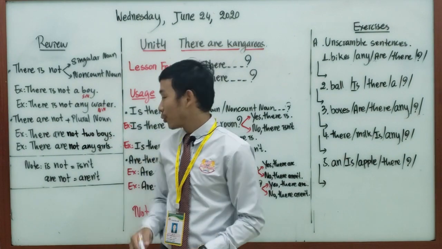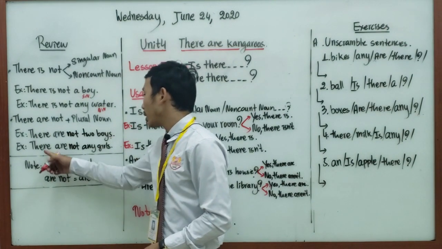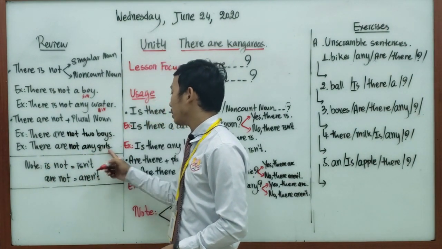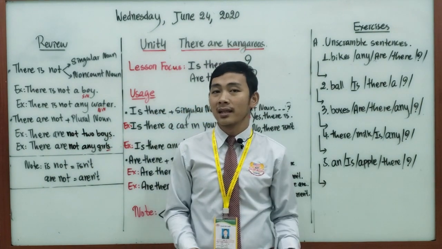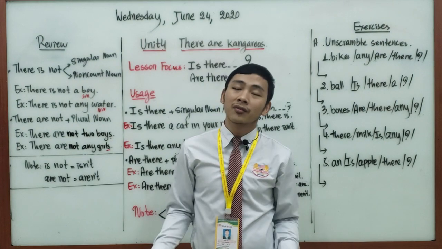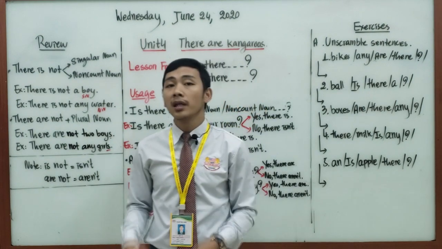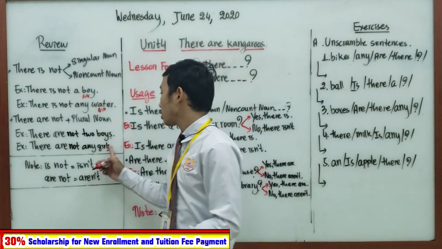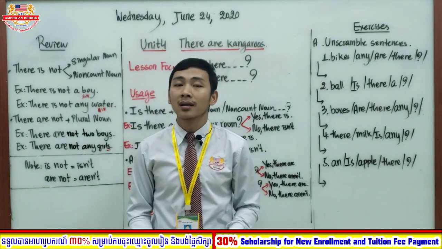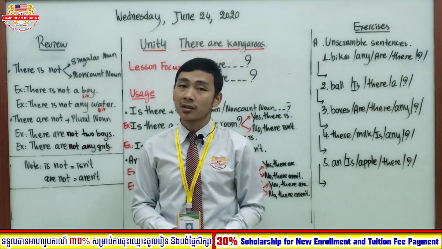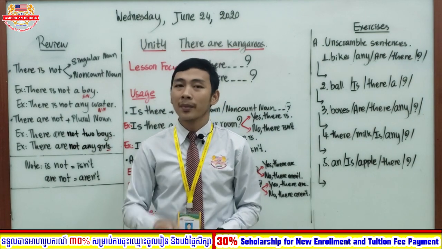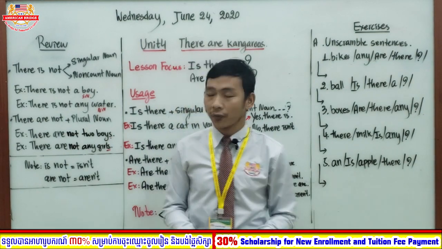Okay, good, everyone. What about one more example? There are not any girls. So look at the word girl here. Girl also has s at the end of the word. So it refers to the plural noun. So if it is a plural noun like this, we use it with there are not, not there is not. Okay. Do you still remember, everyone, about this rule? If you still remember, it means you are so good at remembering.